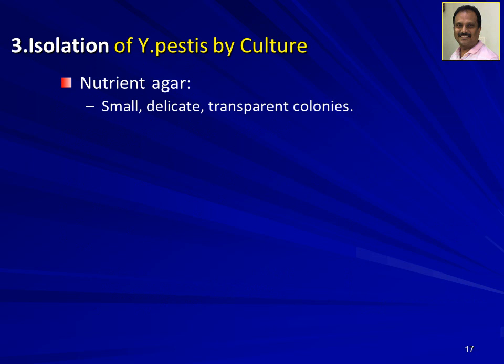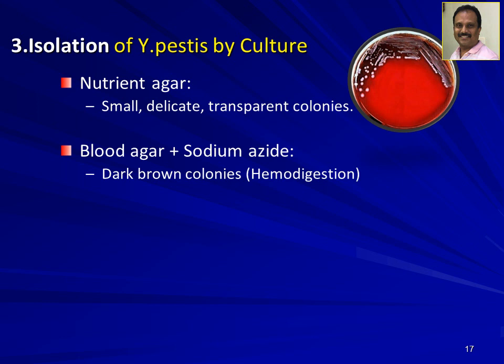And the next one is on the isolation part. We can culture this organism on nutrient agar also, which can produce small, delicate, transparent colonies. And blood agar with sodium azide will show the dark brown colonies because of hemolysis. On the right side you can see the blood agar, which has to be incorporated with sodium azide, and the dark brown colonies you can see because of hemolysis.